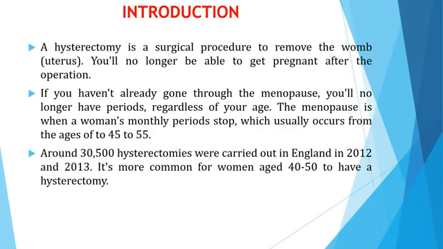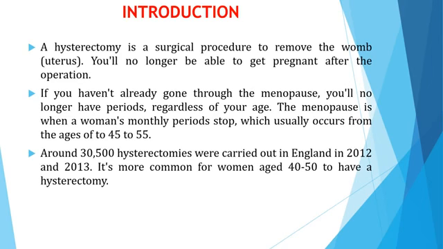So a hysterectomy is a surgical procedure to remove the uterus. So womb, what's called uterus. So uterus هو عبارة عن الرحم. So هي عملية جراحية لإزالة الرحم. You will no longer be able to get pregnant after the operation. So هي عملية لاستئصال الرحم completely out of the body.